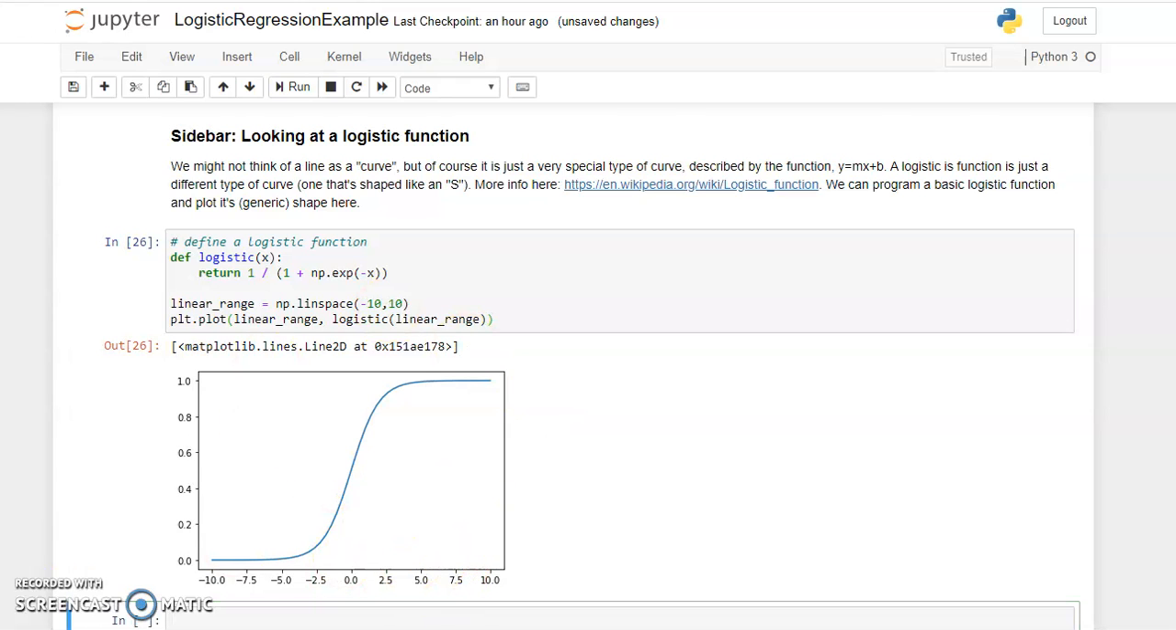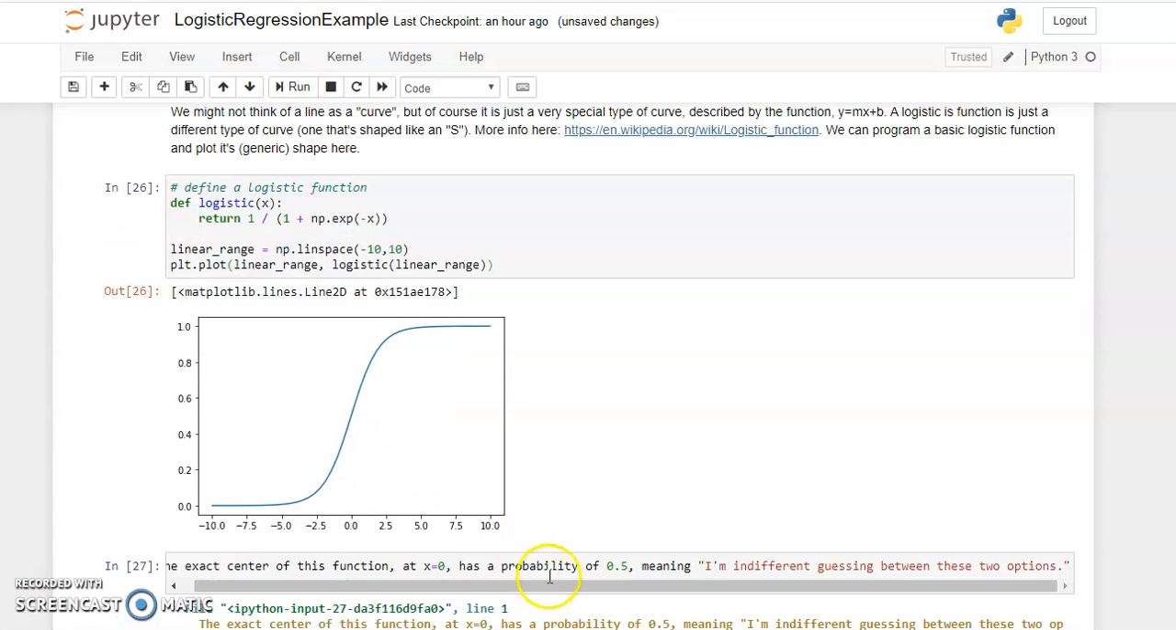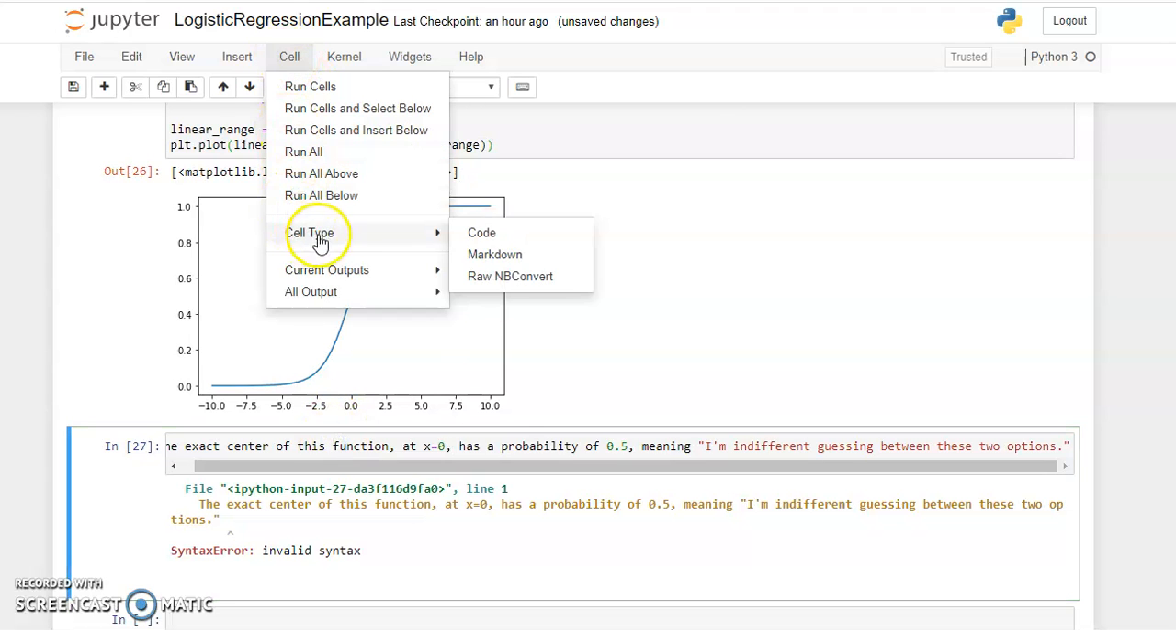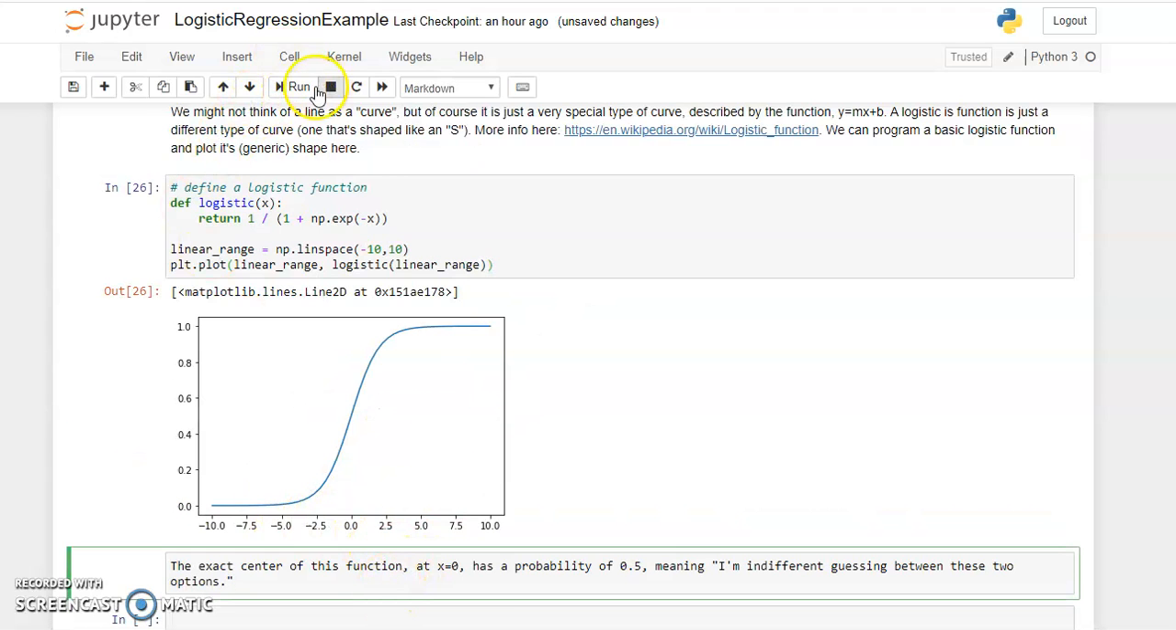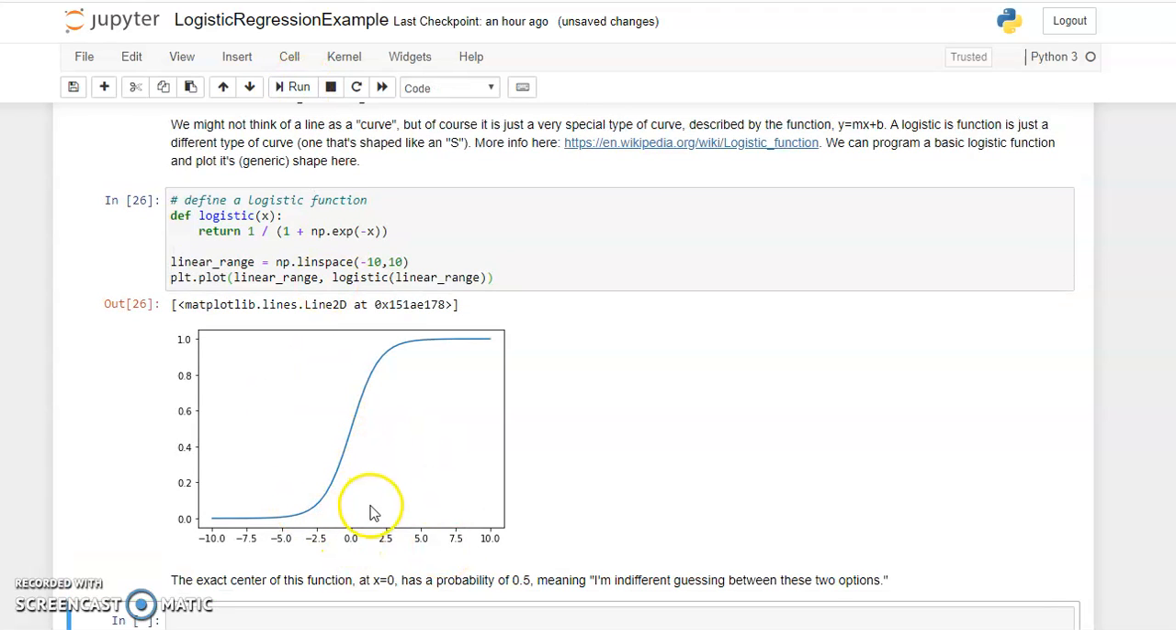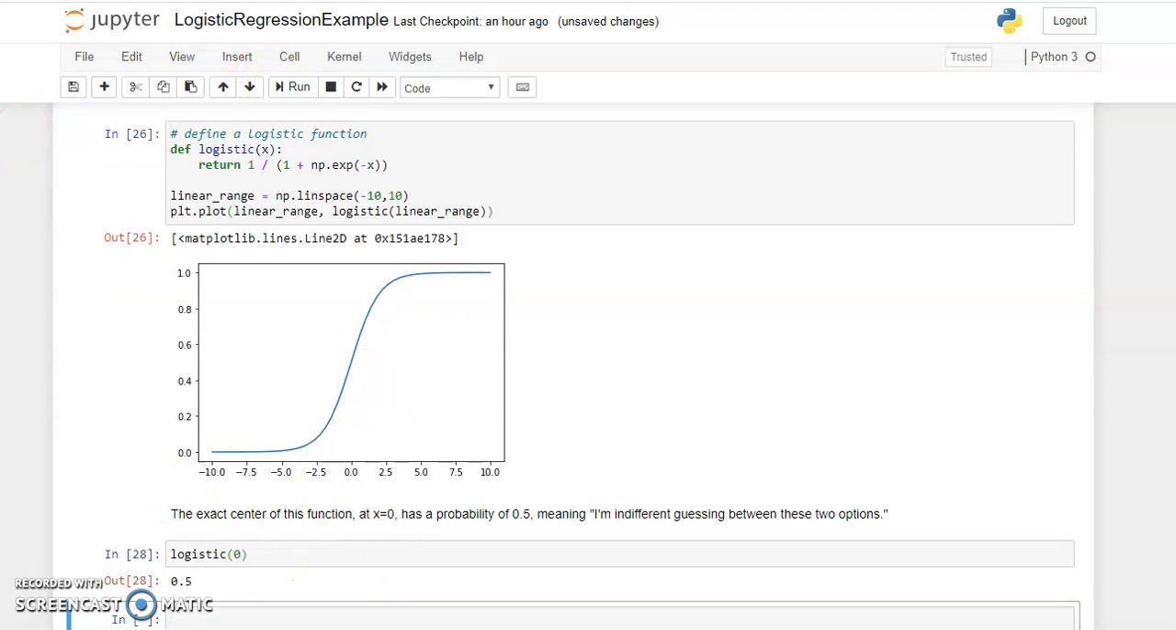What we're seeing in our example is basically saying that the center of this function, where x is 0, has a probability of 0.5. Basically saying, at x equals 0, where my independent variable is 0 in this generic model, I could either go with true or false, right? I can go with either 0 or 1. And we can demonstrate this by just running the logistic, and we see that it has a probability of 0.5.